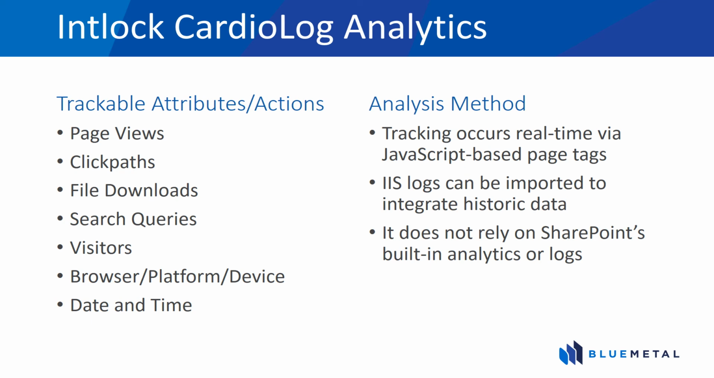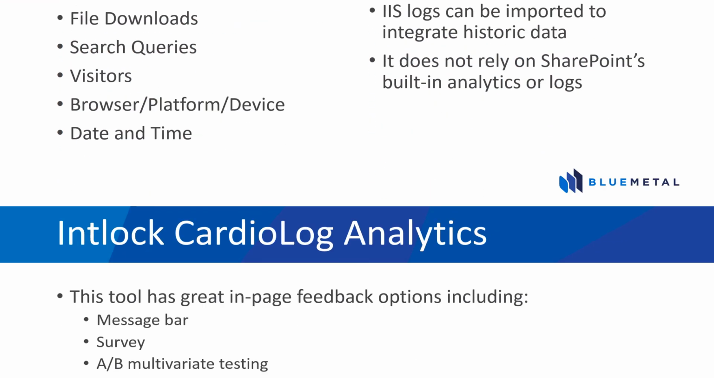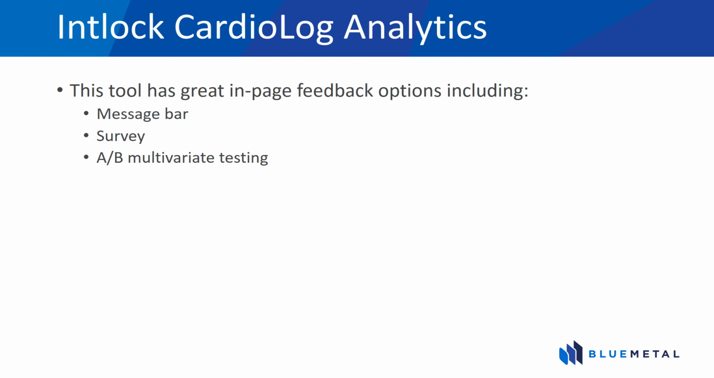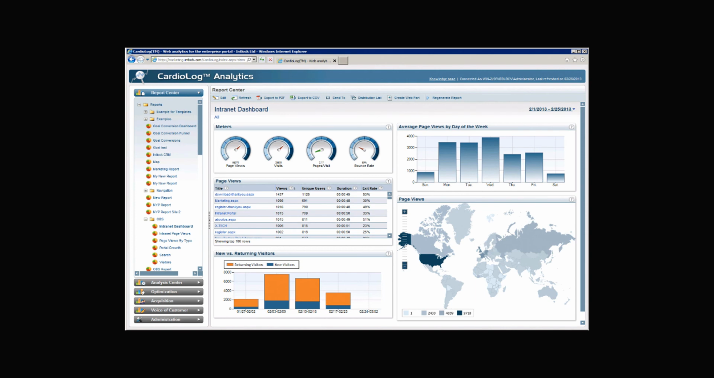And this does lead to a lot of trackable attributes and actions on the left. That's a big list there. This tool has great in-page feedback options. So we can set up our pages in SharePoint to display message bars. We can have a little survey on the page saying, was this helpful or not? Ask a couple different questions. And also you can set up this concept, if you're familiar with user testing, A/B multivariate testing. This tool supports that. So that could be helpful when trying to analyze a method for conveying content on your site.